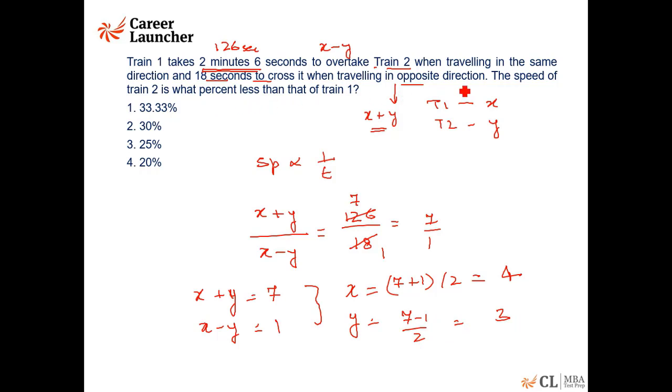Now what does it say? Speed of train 2 is what percentage less than that of train 1? Speed of train 2 is 3, so it is 1 less than the speed of train 1, that is 1 by 4 or 25%. The critical thing which I want you to remember is this. If you don't do this, you will end up spending more time in terms of calculation. And again, if you notice, all I have done is use the concept that we apply in boats and streams out here.